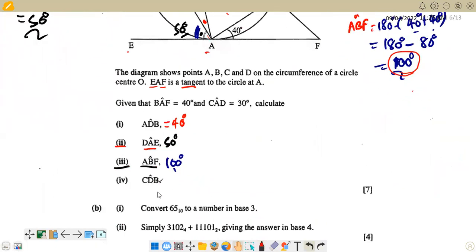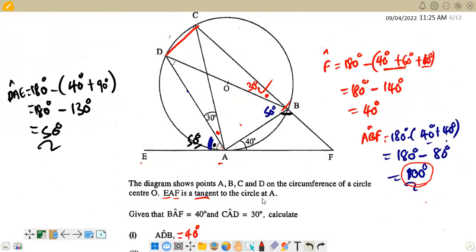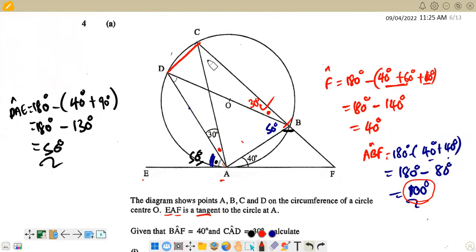Okay, then CDB. That is the fourth part here, CDB. So let's cross-check our CDB. That is this angle here, CDB. So this is the part that you're going to work with, this one, CDB. Okay. So what are we going to use?